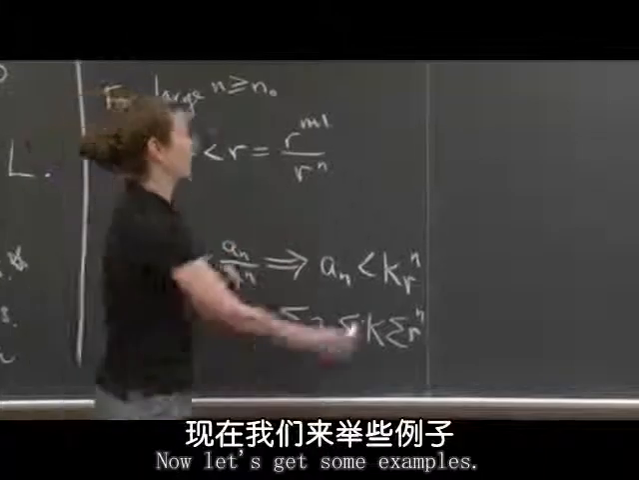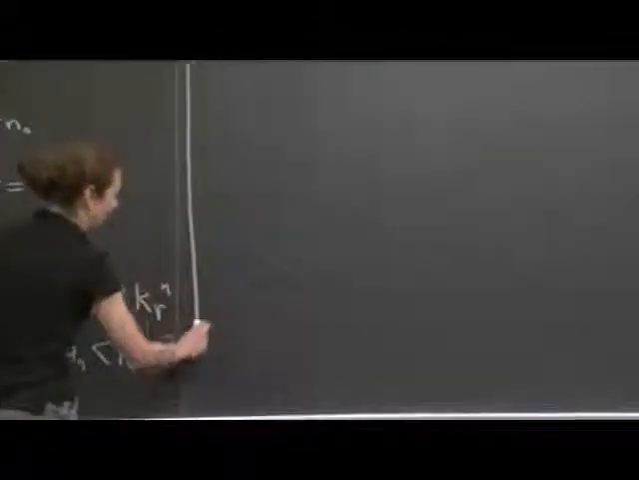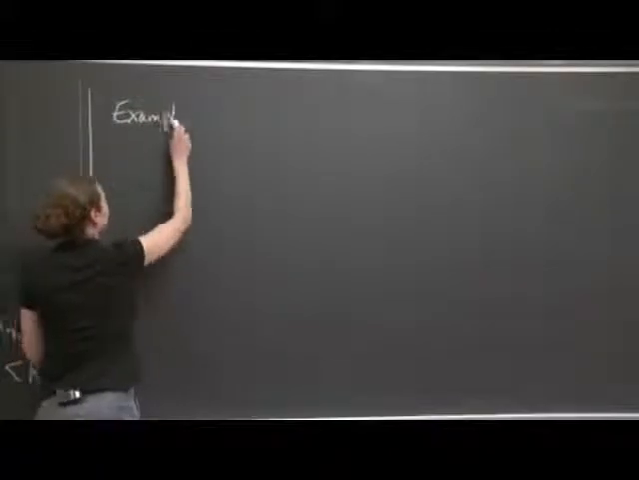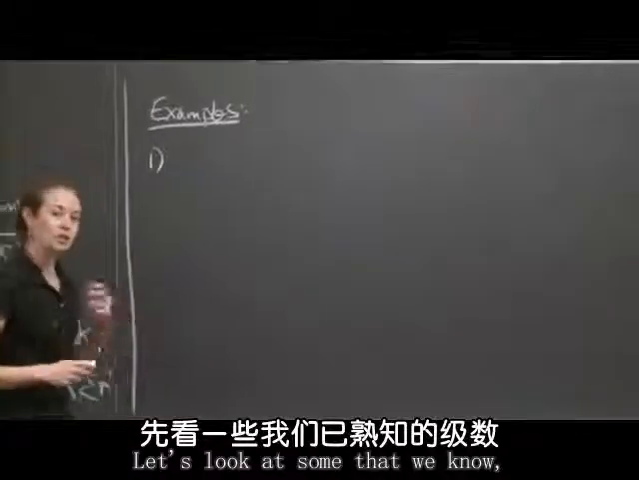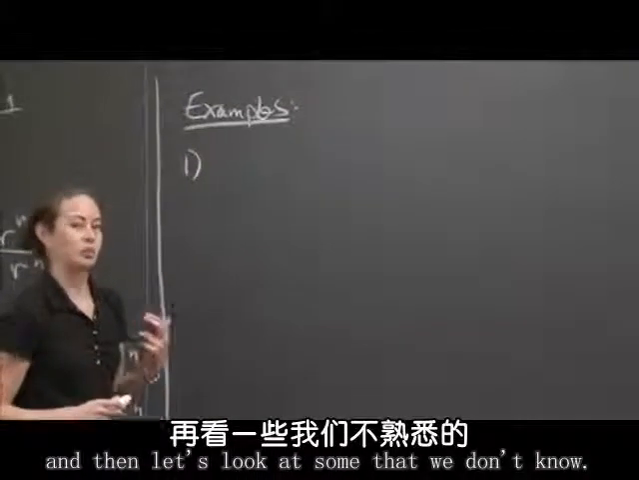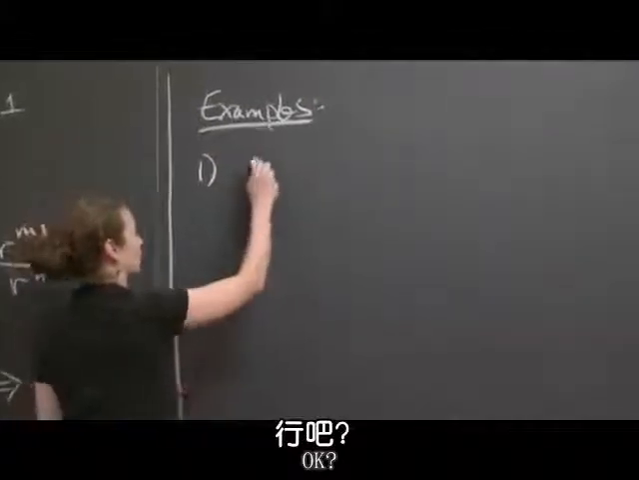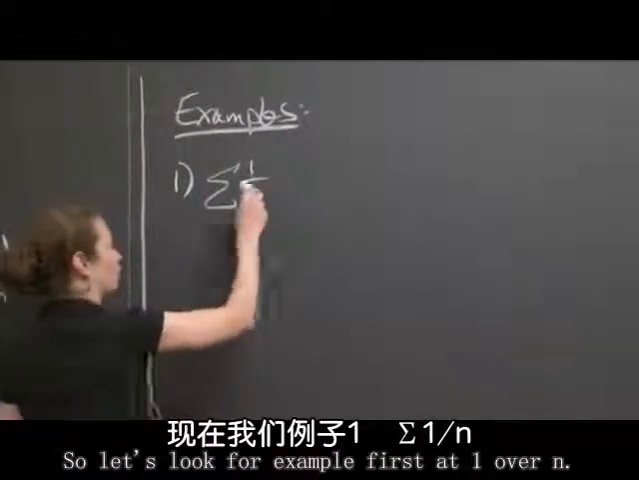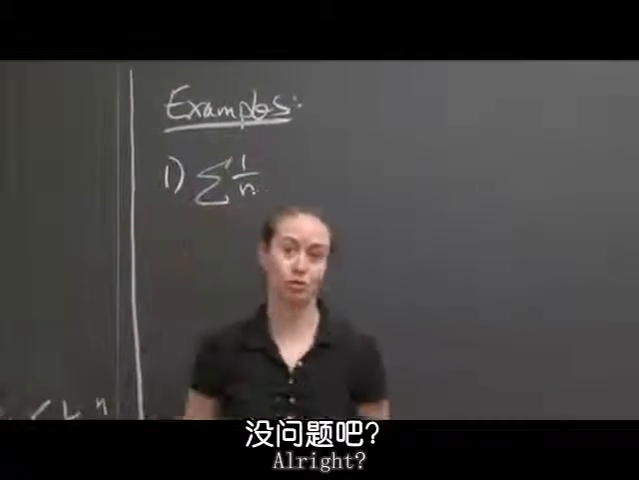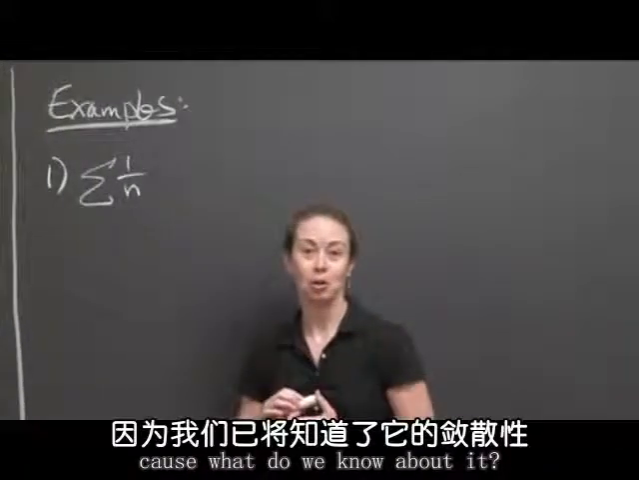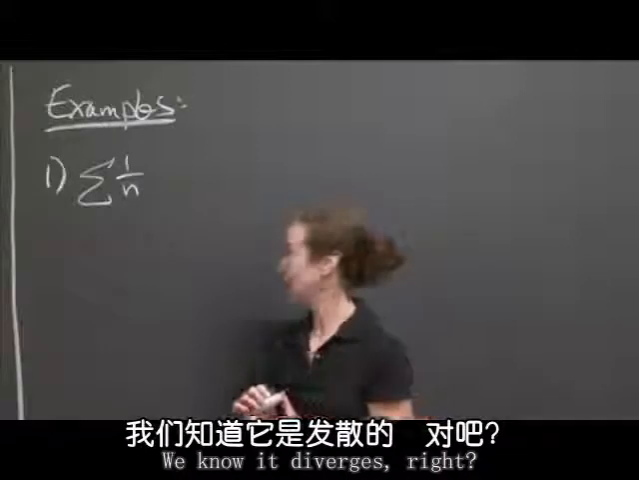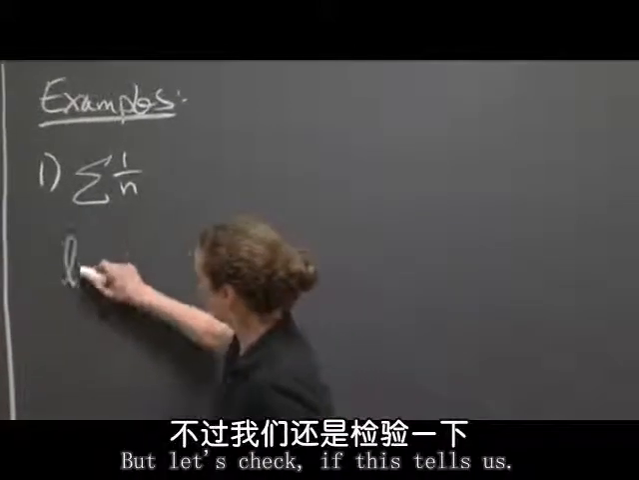Okay, now let's get some examples. Example 1. Let's look at some that we know, and then let's look at some that we don't know. So let's look, for example, first at 1 over n. Let's use the ratio test on 1 over n. Maybe this seems funny, because what do we know about it? We know it diverges, right? But let's check what this tells us.